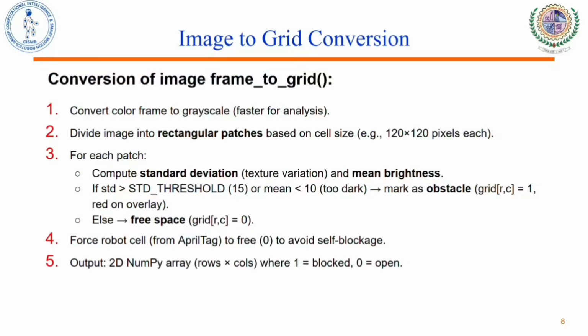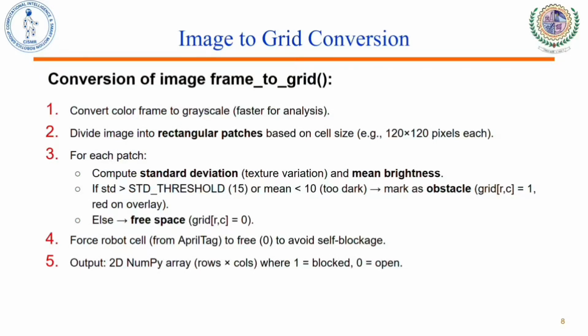So here's how the image to grid conversion happens. For this, we convert the frame captured through the camera into grayscale, then divide it into rectangular patches of cell size. Considering our robot size, we have taken it as 120 by 120 pixels, because the camera would be mounted on a ceiling, so height should also play a major role. That's why we have chosen this pixel size.